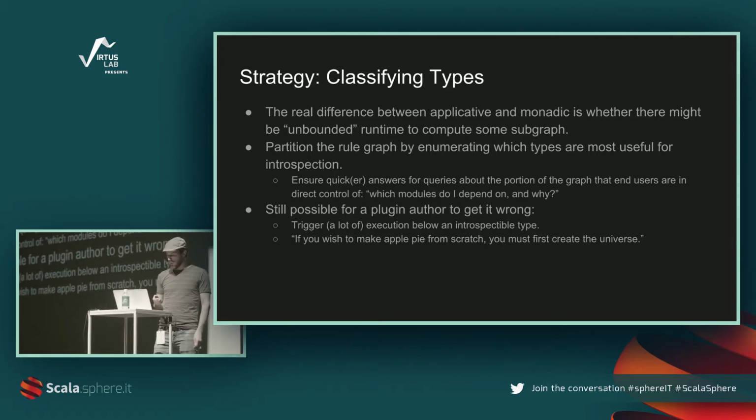And so in that case, if you've made guarantees or put bounds on the cost of various types, you can ensure quicker answers for queries that people commonly have, like, what do I depend on? But as I said, it's still possible for a plugin author to get it wrong. If you've marked something as needing to run quickly and somebody still says something about creating the universe immediately below your extract imports function, then you might wait a while.